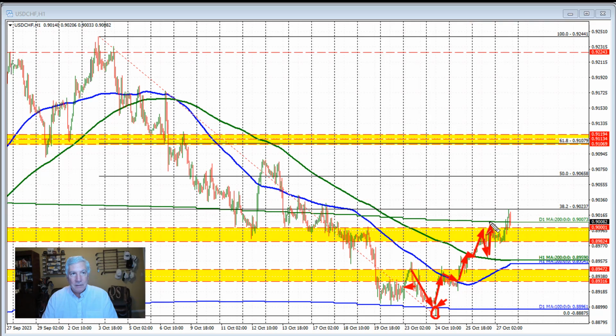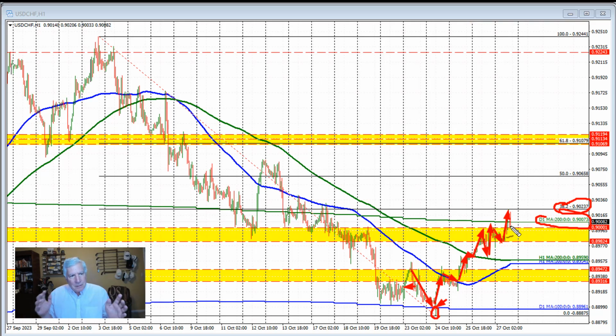We ran into the 200-day moving average. That's the green line in this chart. And what did we do? We found sellers against that level, and it pushed the price back down to this swing area here in trading today. And that's where the support buyers came in, and we pushed the price higher, traded above and below the 200-day moving average, but ultimately moved up to the 38.2% retracement at 0.90237. And what do we find? Sellers against that level, and now we are right here.